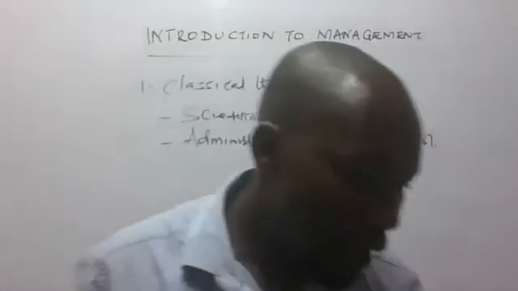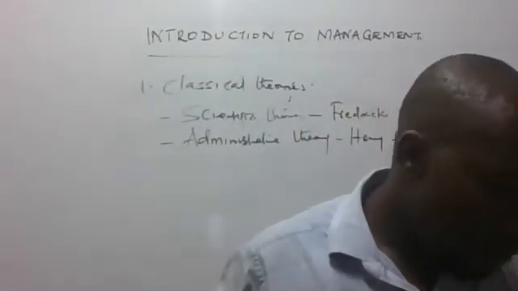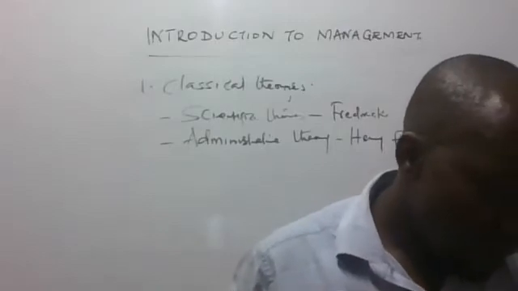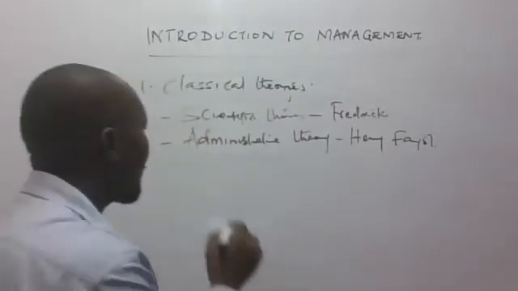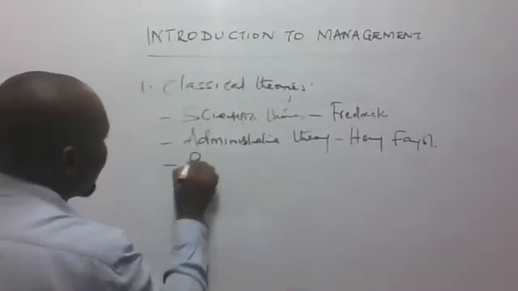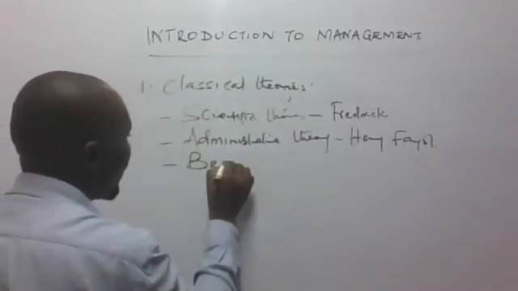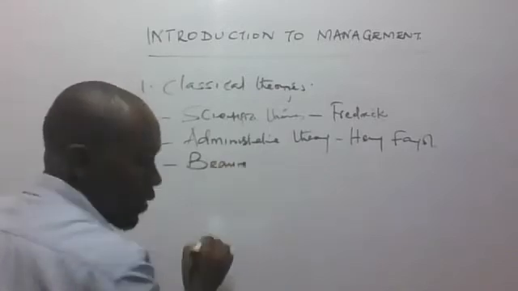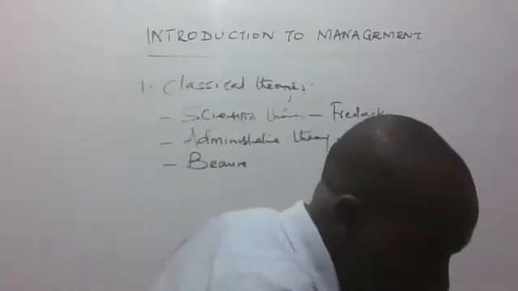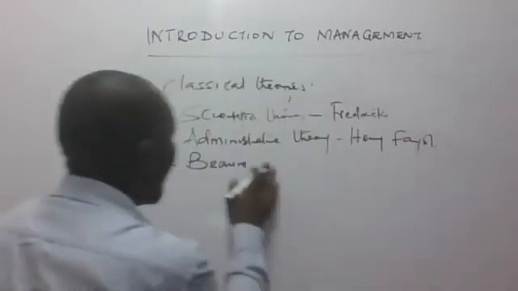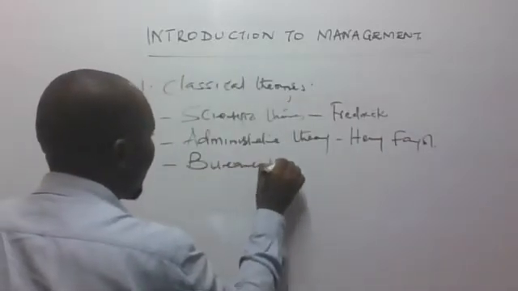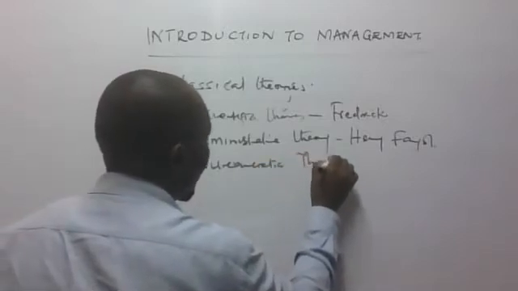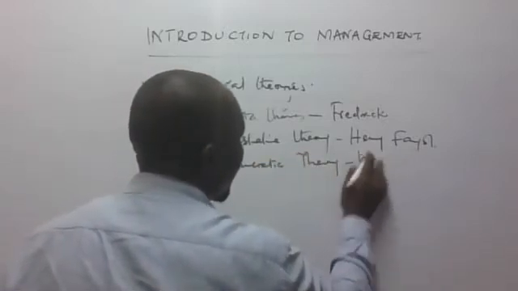Then after that, the next theory is called the bureaucratic management approach, or bureaucratic theory. The spelling should be bureau. This one was given by Max Weber.